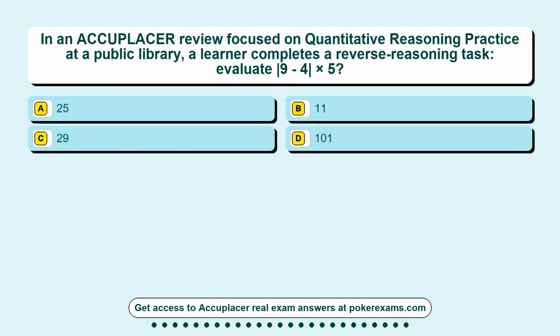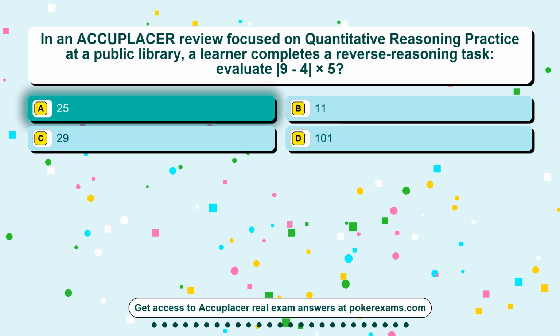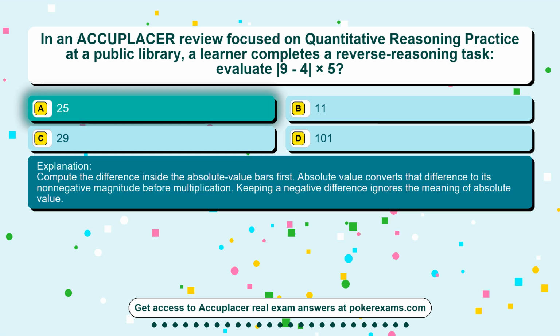Question 11. In an ACCUPLACER review focused on quantitative reasoning practice at a public library, a learner completes a reverse reasoning task. Evaluate 9 minus 4 times 5. Option A, 25. Option B, 11. Option C, 29. Option D, 101. The correct answer is option A, 25. Compute the difference inside the absolute value bars first. Absolute value converts that difference to its non-negative magnitude before multiplication. Keeping a negative difference ignores the meaning of absolute value.